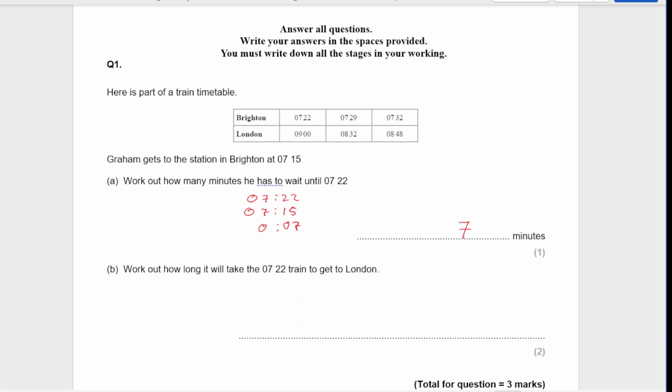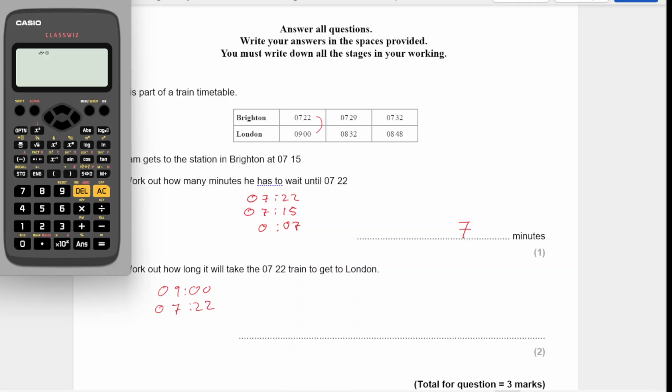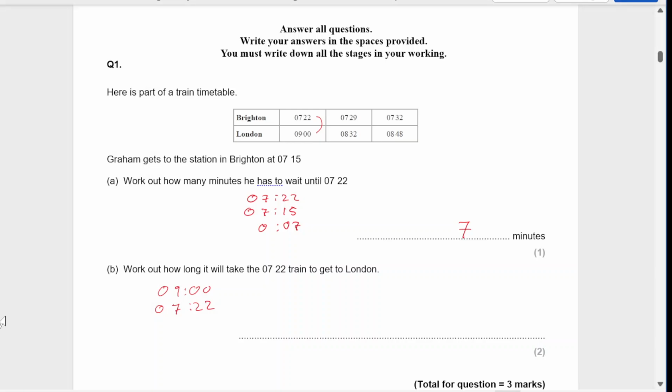Work out how long it will take the 7:22 train to get to London. So again, 0900 minus 07:22. Obviously in my head, it's going to take 38 minutes to get to 8, so it's going to be 1 hour and 38 minutes. If you're not particularly confident with that, you can use your calculator in time mode, so it's a good opportunity for me to show you the time mode.